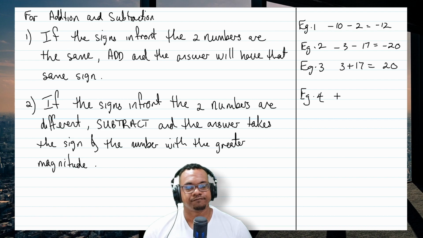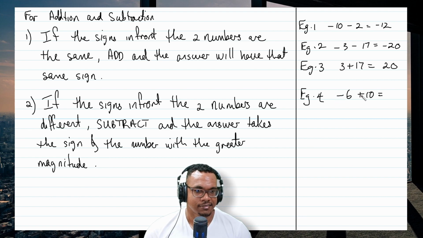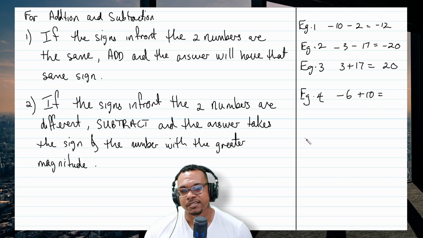So if I have, say, -6 plus 10, no, you're not going to add 6 and 10 and get 16. The signs are different, so that means you're going to subtract. Which number has the bigger magnitude? 10 is the bigger magnitude. Was the sign in front of it? Positive. So I know my answer is positive. All right, and positive is understood. Do I write positive? I just write it there.